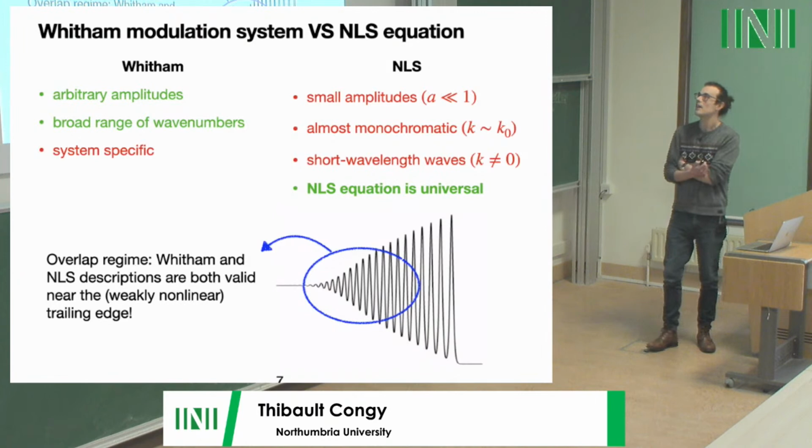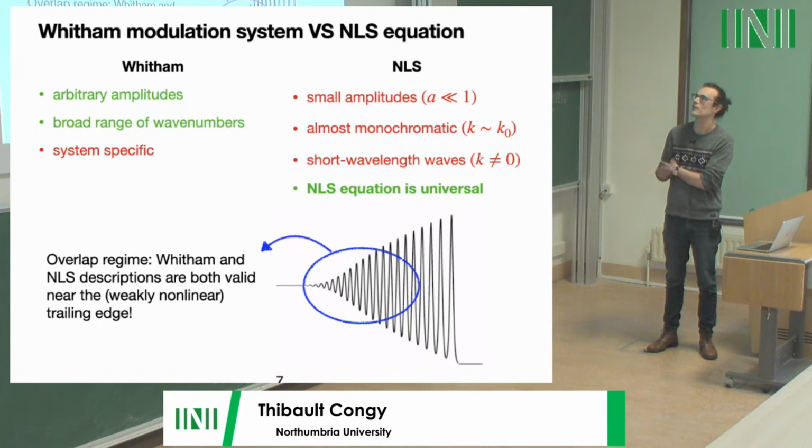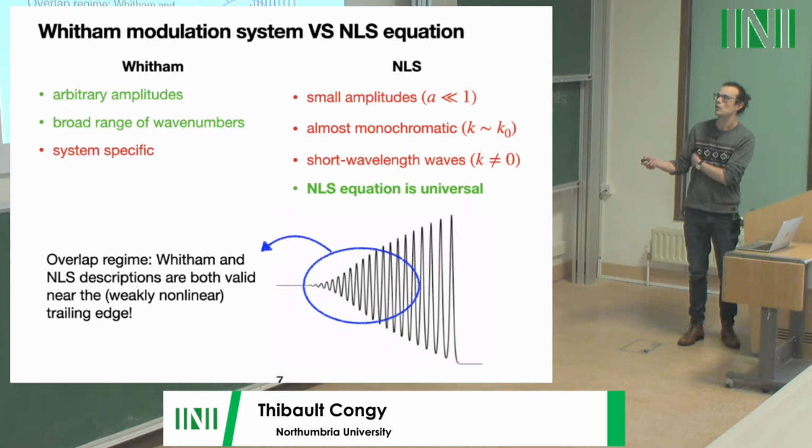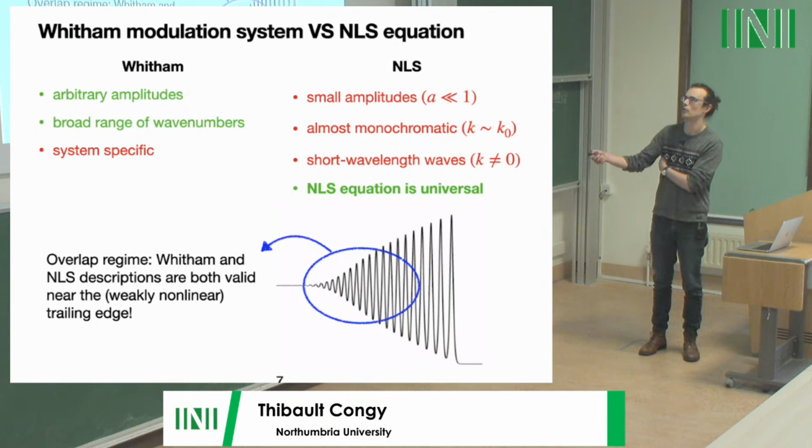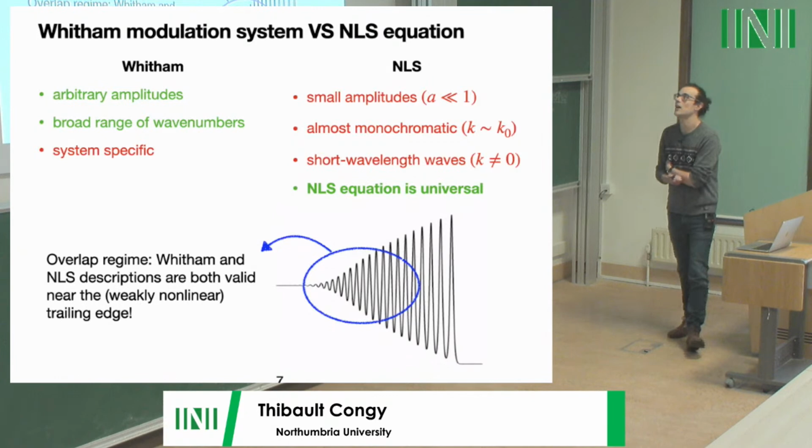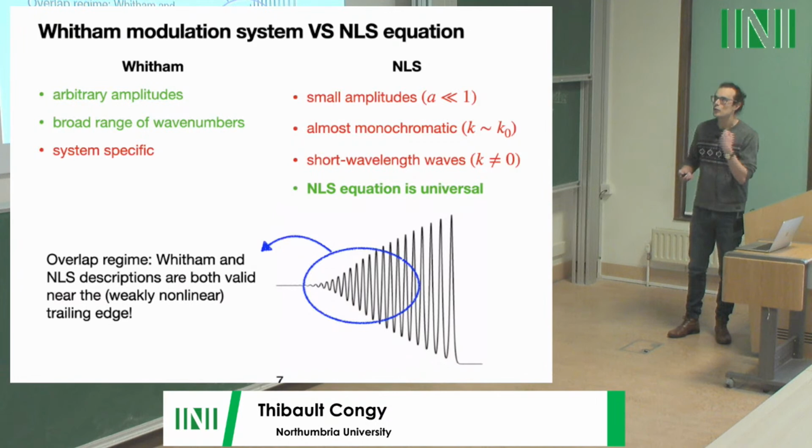There is no conceptual difference here for integrable and non-integrable systems. So why am I doing this comparison? I'm doing this comparison because these two descriptions here are valid in the weakly nonlinear regime of the dispersive shockwave. So if you want to describe this part of the dispersive shockwave, both descriptions are valid because you are small amplitude, your wave number is close to the wave number of the trailing edge, and here k is equal to zero. You don't have solitary waves here. So that's why I will use the fact that these two descriptions are valid here to now derive the modulation of the dispersive shockwave.